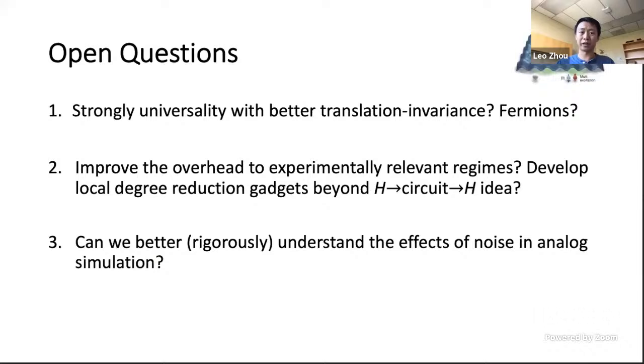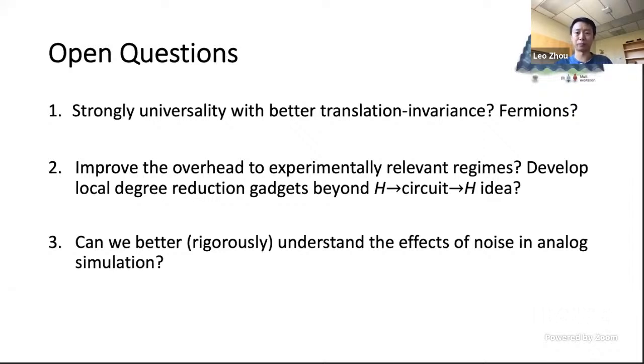There are also some interesting open questions that we would like to pursue. In particular, we're interested in understanding if we can improve the translation invariance properties of our construction and potentially extend them to fermion-based simulators. Furthermore, in our work we did not use the most efficient construction and chose the methods that are most straightforward for provable results. So there's a lot of room for improvement to bring the overhead down to experimentally relevant regimes.